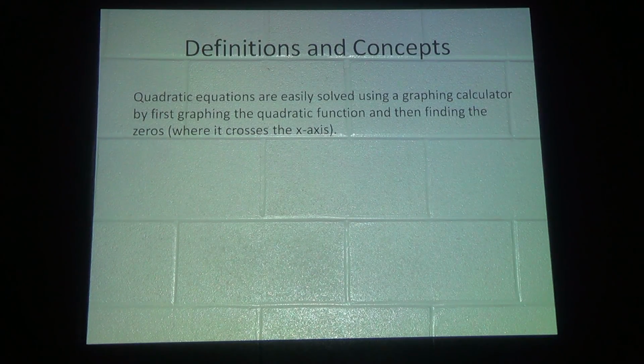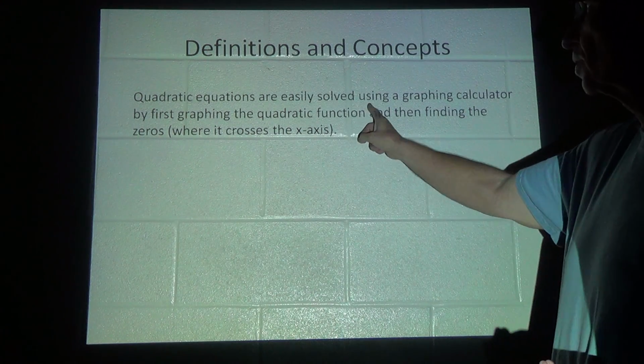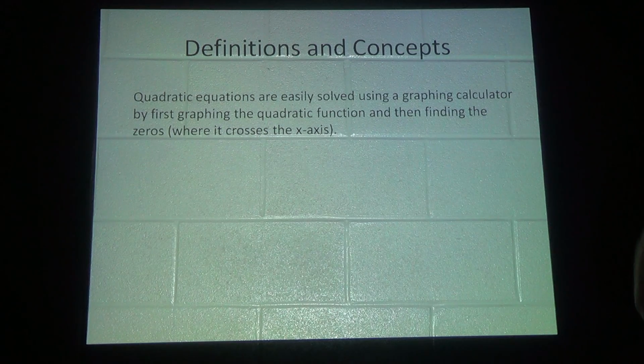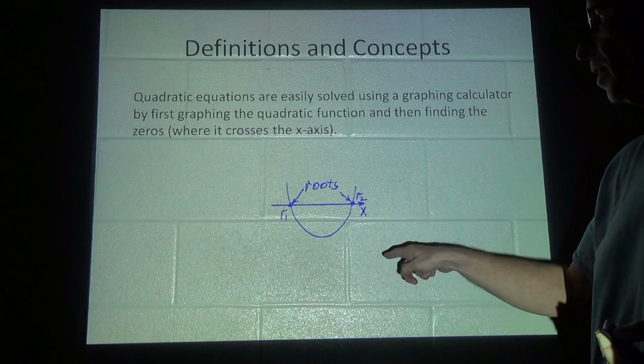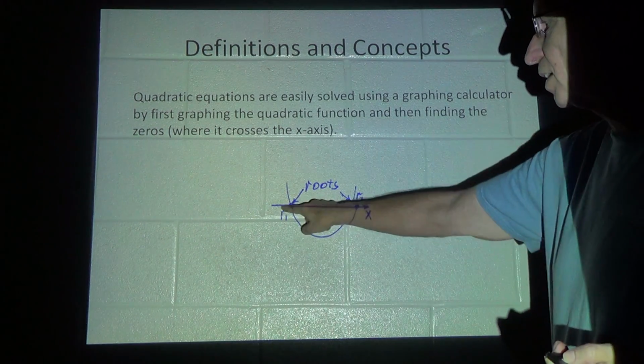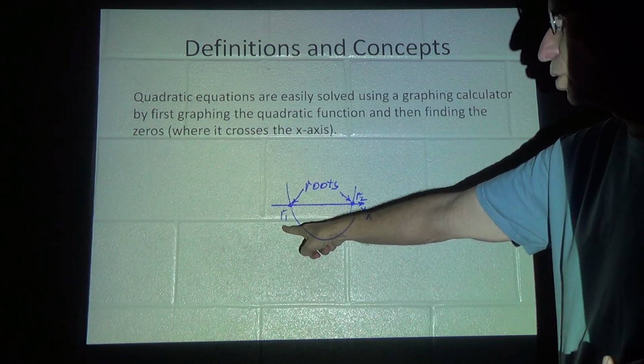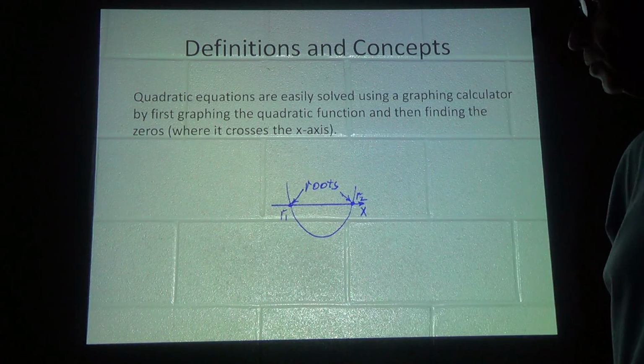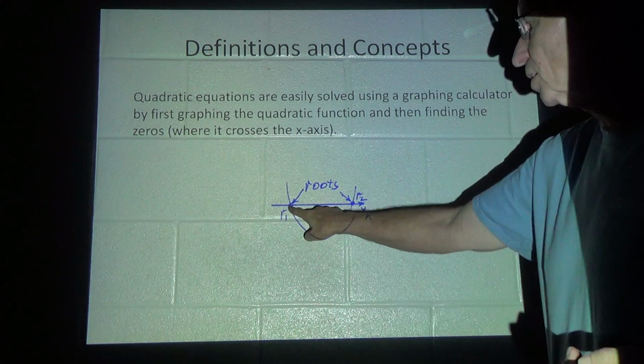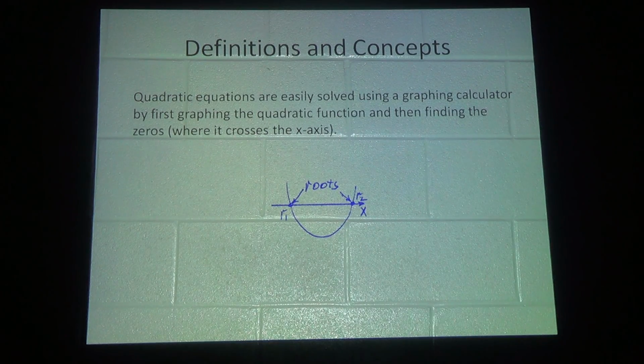Alright, another concept that you need to know here, that is another way that you can solve these if you can resolve it closely enough, is that quadratic equations can easily be solved using a graphing calculator by first graphing the quadratic function and then finding the zeros. In other words, where does it cross the x-axis? Okay, so when you put it into the calculator, this is the x-axis. When you graph it, you're looking to see where they cross. This is R1, which means root 1, and R2 stands for root 2. Okay, so this and this will both be solutions to the function.